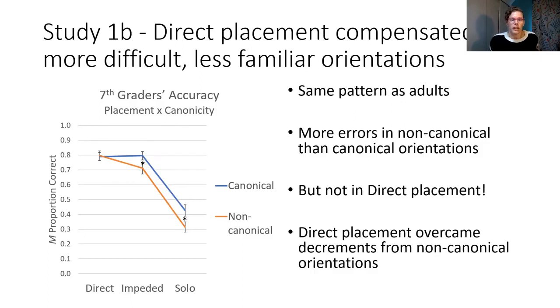And we also see the same pattern for the 7th graders. Here again, there's a cost to seeing things in non-canonical orientation, but not if you have them in direct alignment. You see this benefit of direct over impeded placement for these really unfamiliar, unusual, non-canonical items.